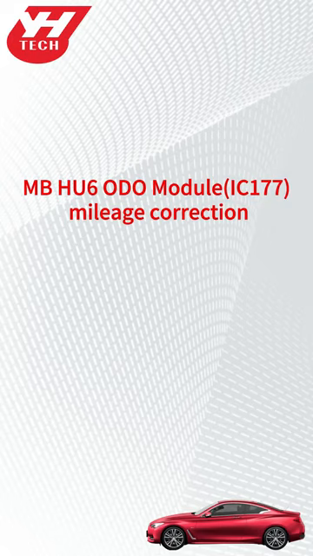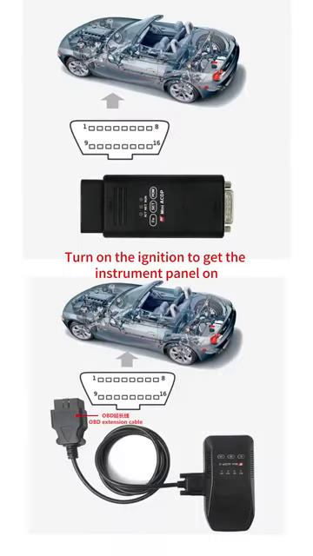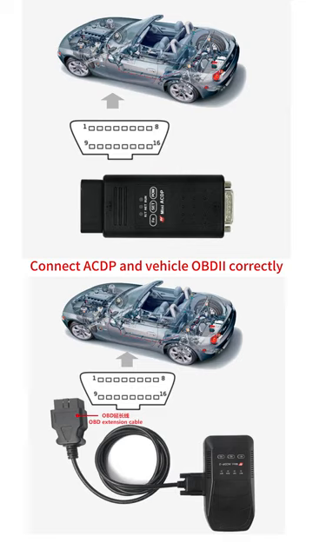Correct mileage correction for MB HU6 module chip R7F701403 via ACDP. Turn on the ignition to get the instrument panel on. Connect ACDP and vehicle OBD2 correctly.